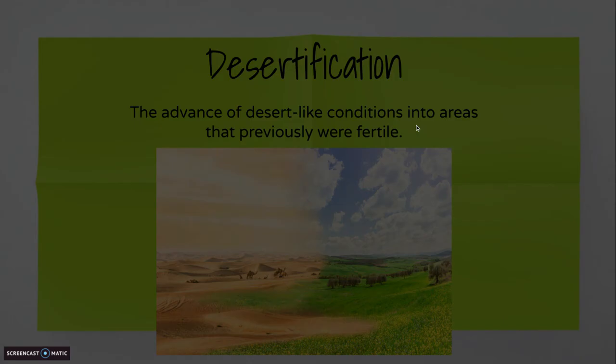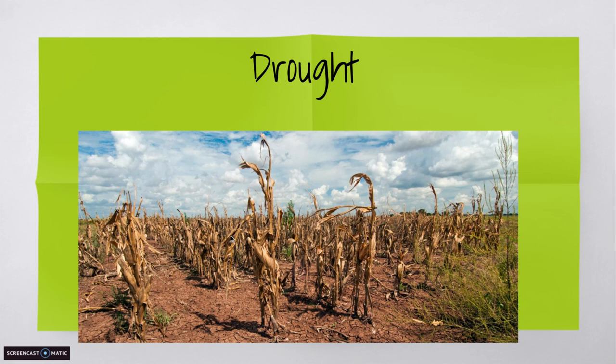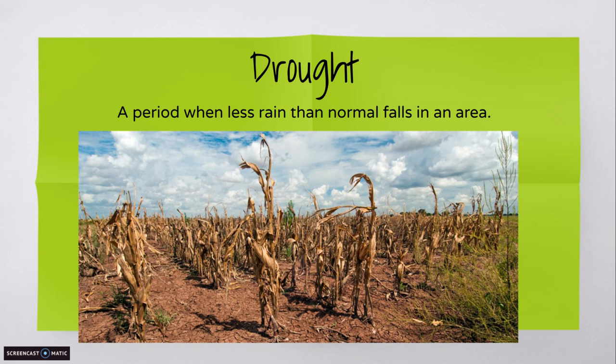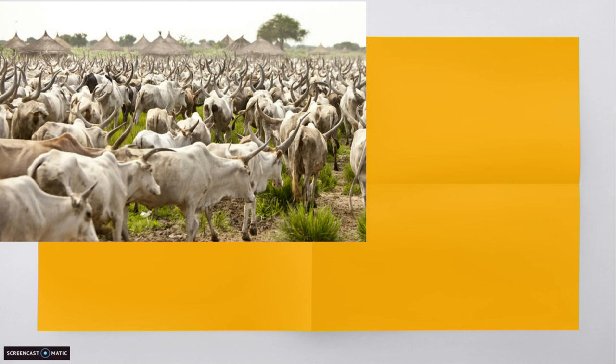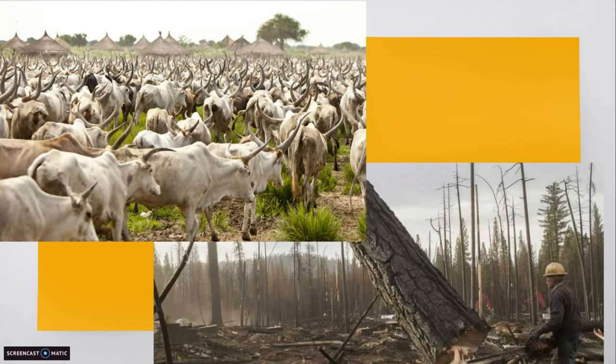One cause of desertification is climate. So, for example, a drought is a period when less rain than normal falls in an area. And when that happens, the plants obviously don't survive. And without plant cover, that exposed soil gets easily blown away. Also, overgrazing of grasslands, cutting down trees for firewood, deforestation, those can all be causes of desertification.